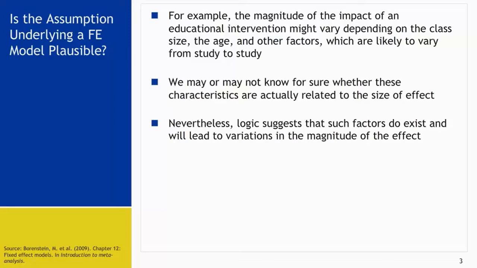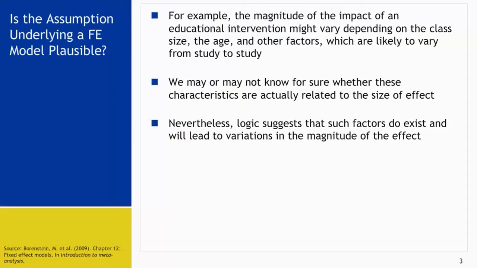So for example, for a drug to be licensed in the United States, the drug company has to do two identical trials and submit the results to the FDA. In that case, you may get two identical studies. But for the most part, what you're going to have for your systematic review and meta-analysis are different studies done by different investigators in different places. We may or may not know for sure whether these characteristics are actually related to the effect size.